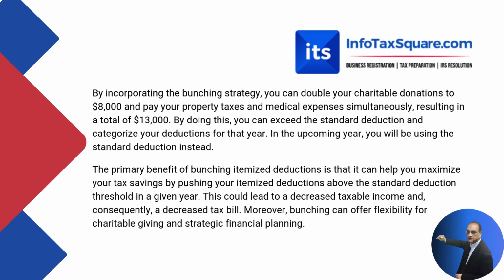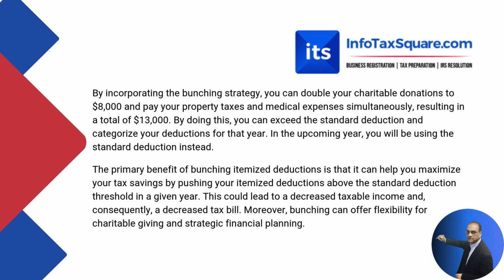By incorporating the bunching strategy, you can double your charitable donation to $8,000, $4,000 multiplied by 2, and pay your other expenses like property taxes and medical expenses simultaneously, resulting in a total of $13,000. By doing this, you can exceed the standard deduction and itemize your deductions for the year. In the upcoming years, you will be using the standard deduction instead. So you have to compare which is better, bunching or regular itemized.